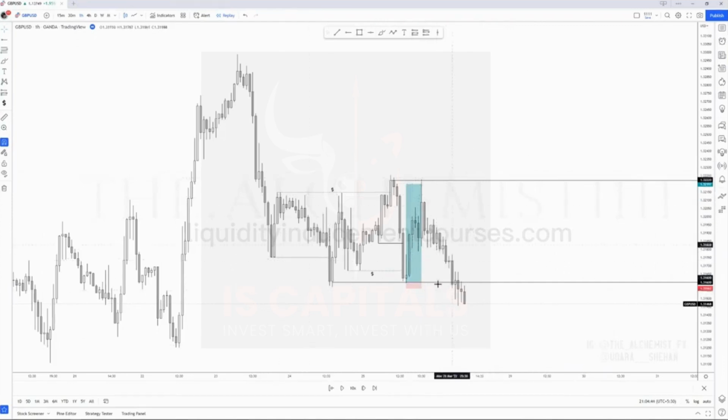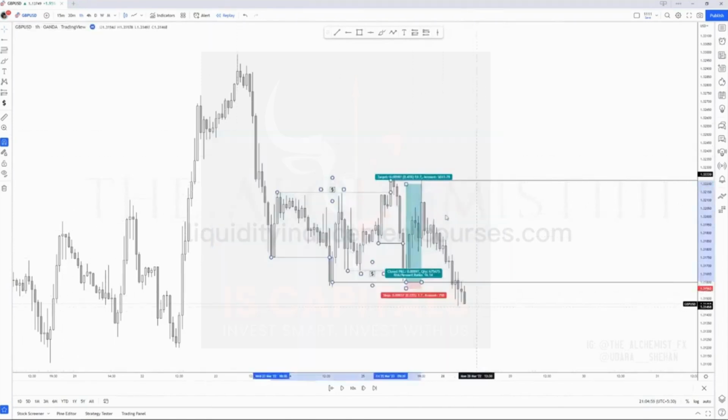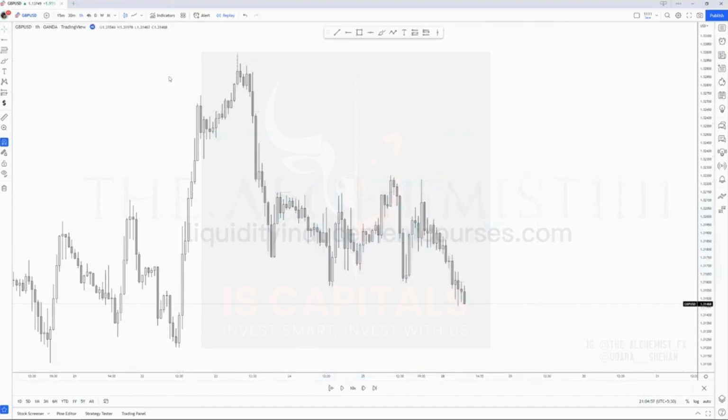Do you think anyone will have an idea where these entries are coming from? No idea, right? And did I even go to a 1 minute or 5 minute time frame? No, but look at the precision. See that? You don't have to. So I'll show you more examples. That way you will understand it.